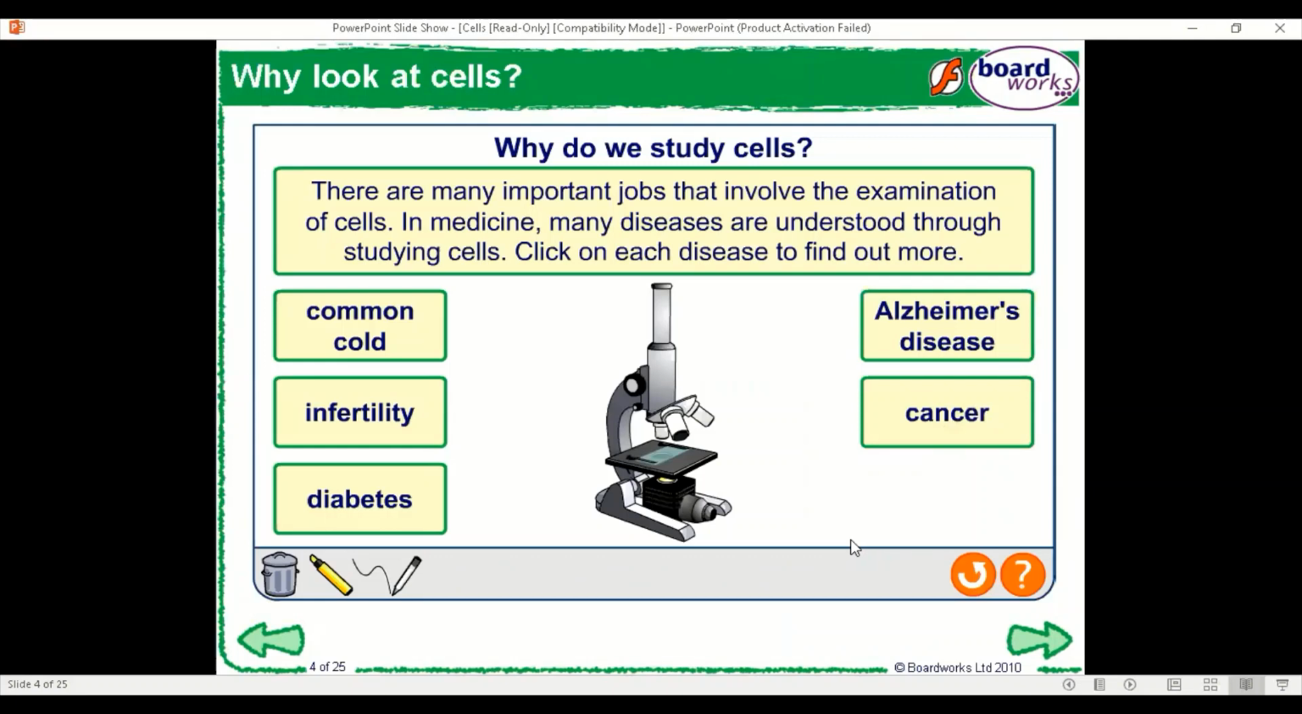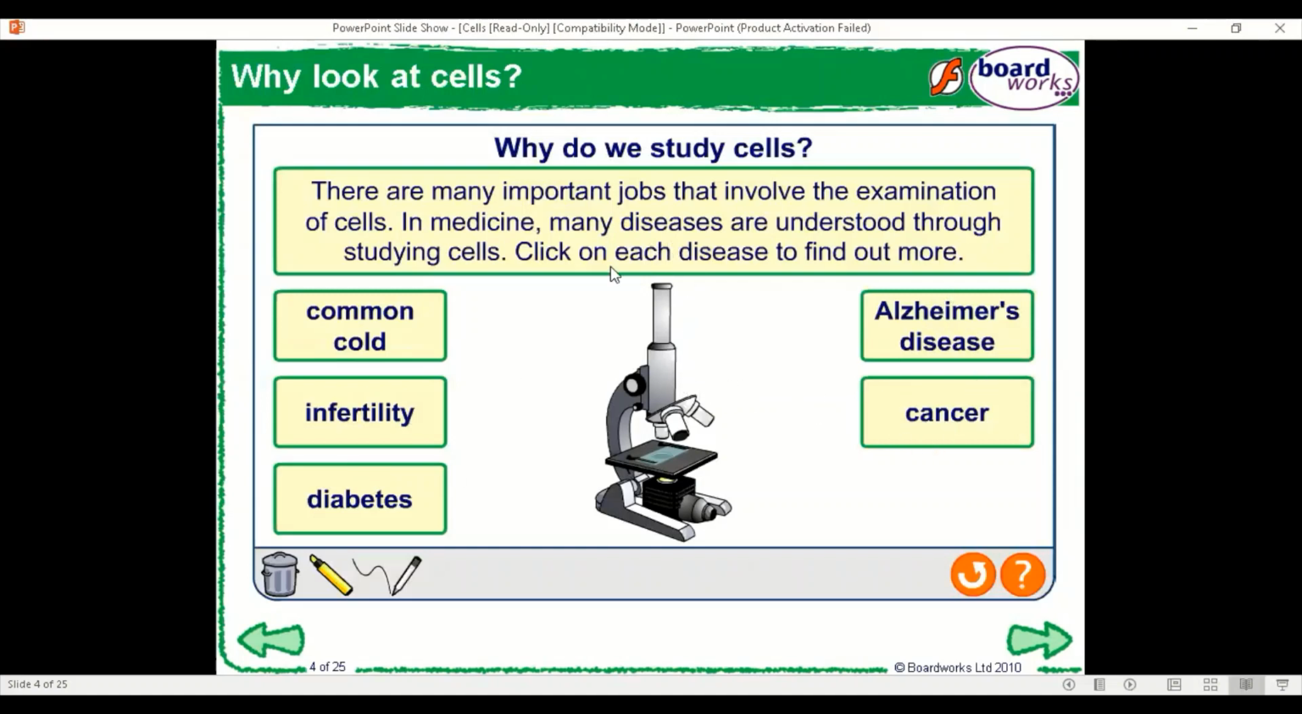Now, this question here: why do we study cells? It's important to study cells in order to make improvements to our lives, if medicines need to be made. At the moment, we're studying viruses to see whether we can get a vaccination for COVID. We have vaccinations for lots of diseases, measles, mumps, rubella, and they come about through studying cells, studying bacterial cells, looking at the structure of viruses.